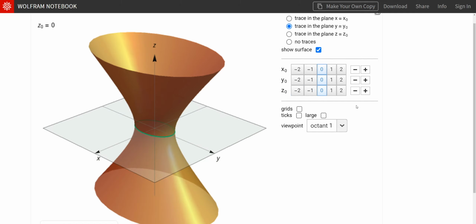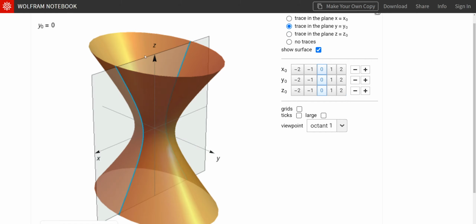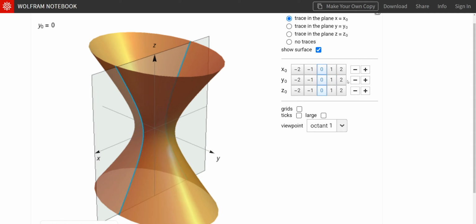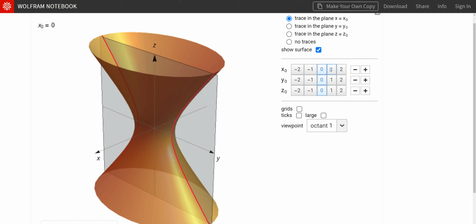Let's look at traces in the xz plane. We get hyperbolas. We can move these. We'll get hyperbolas as well. If I look in the yz plane, again, I'll end up with hyperbolas. So that's the idea for a hyperboloid of one sheet.